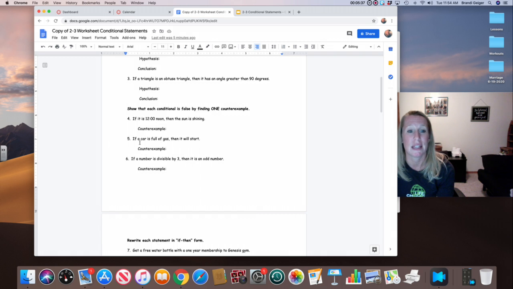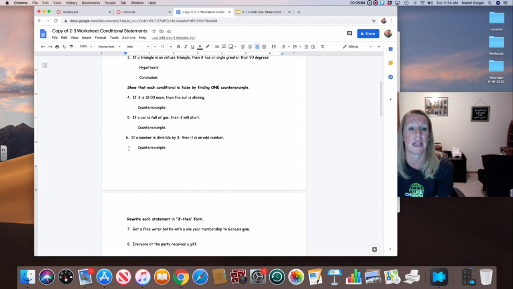Number 5 says, if a car is full of gas, then it will start. Will it always start if it's full of gas? So you've got to keep that part the same. It's full of gas. But what could be a counterexample that could make it not start? Like maybe a bad engine or something.